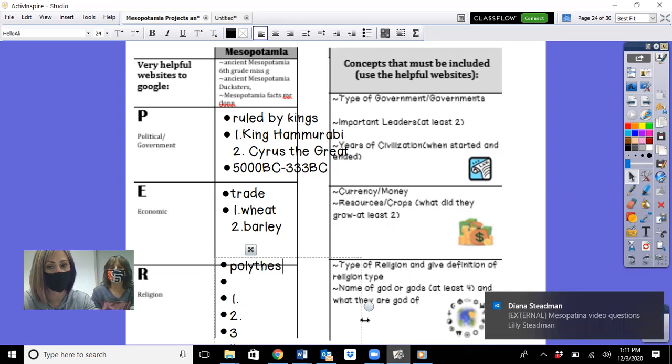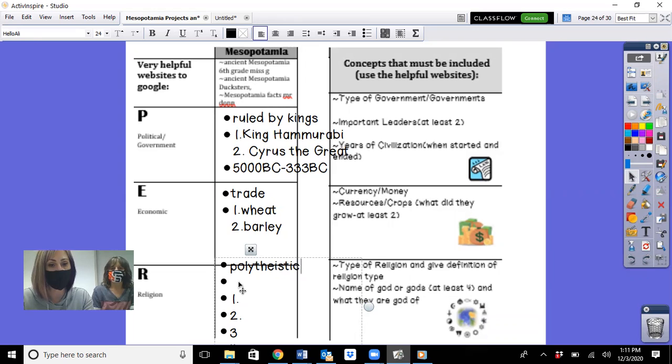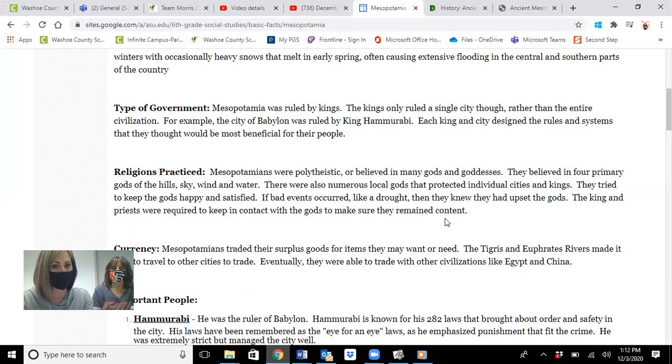No, T-H-E-I-S. Polytheistic? Okay, we're going to pretend like that. Polytheistic, which is belief in many gods. We should put goddesses too, but we're running out of space there. And then at least 4 of the gods or goddesses that they worshiped.